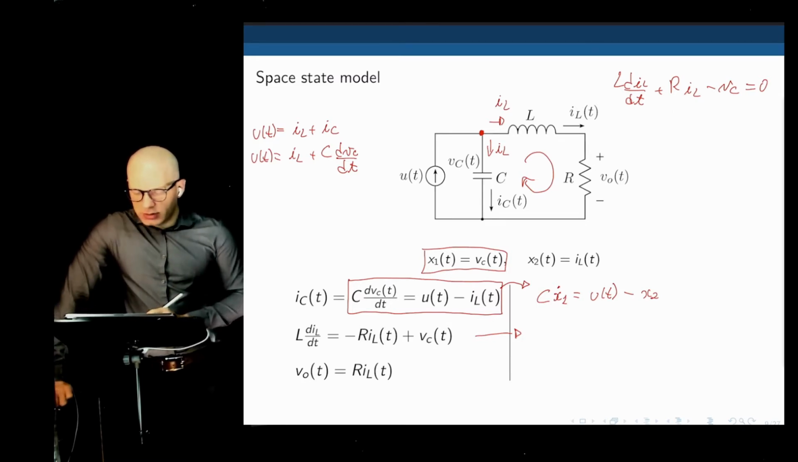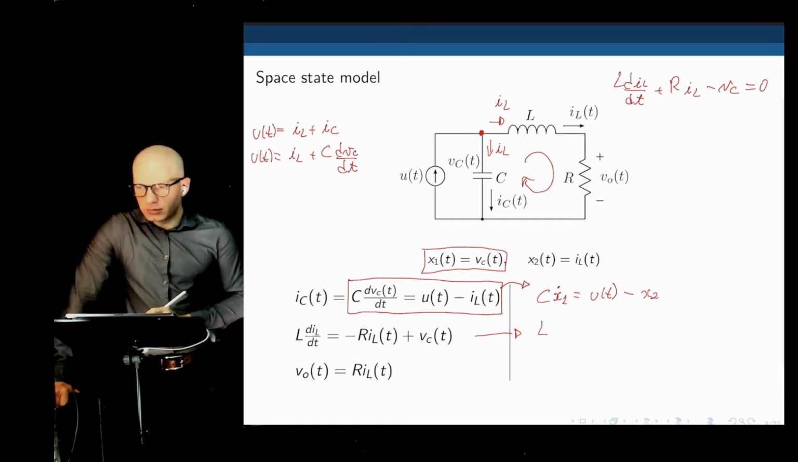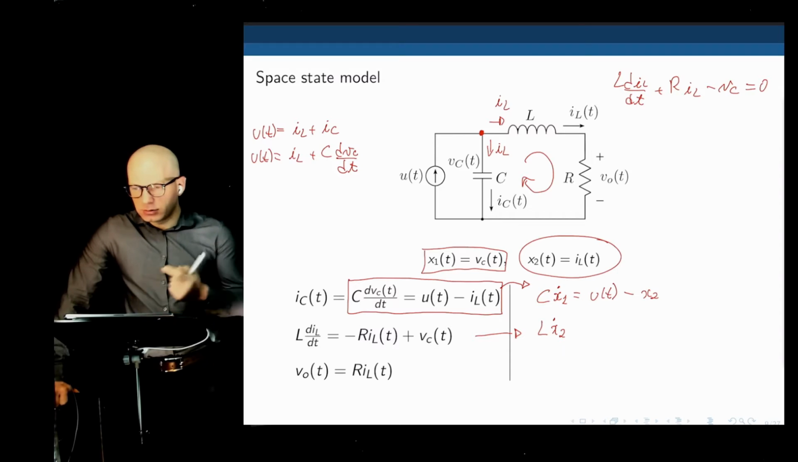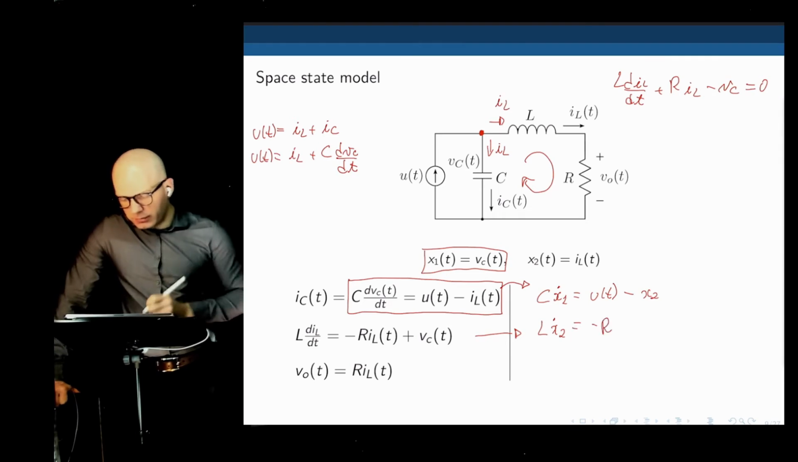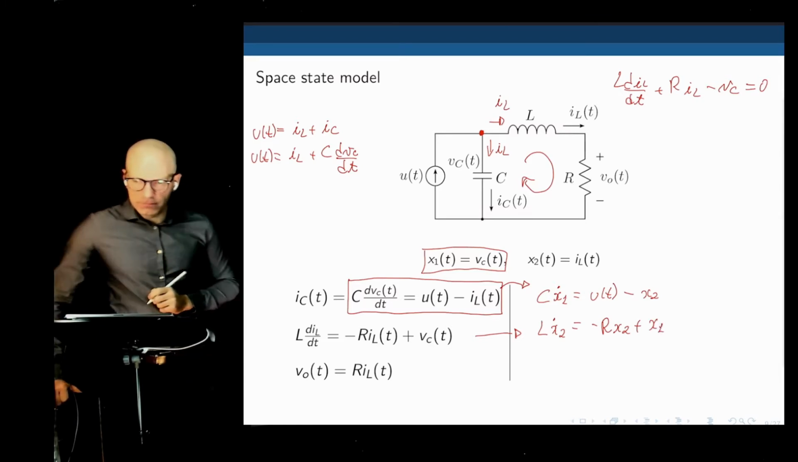Second equation, how does that look in terms of state variables? L times diL/dt, that would be x2 dot, right? x2 is iL, so diL/dt is x2 dot, equal to negative R x2 plus Vc, which is x1. Is this one clear?